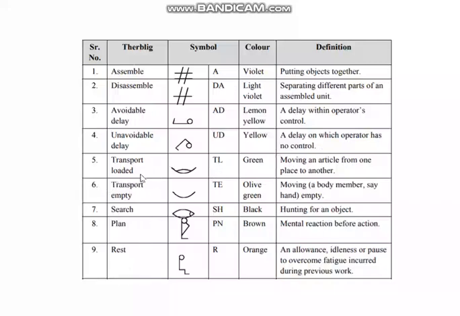Okay, next, transport loaded. You see here, this is transport empty, this is transport loaded. Transport loaded is TL, transport empty is TE, it is green color, this is olive green color. And transport loaded means what? Moving an article from one place to another place is transport loaded.